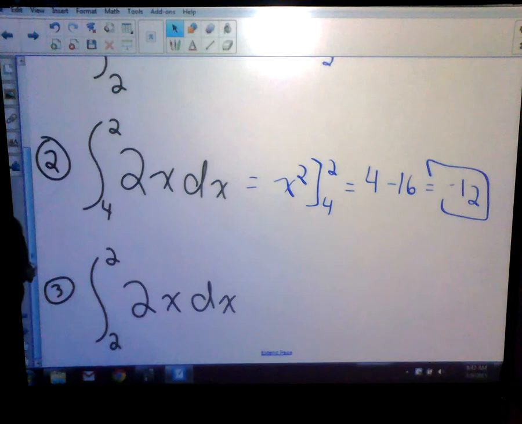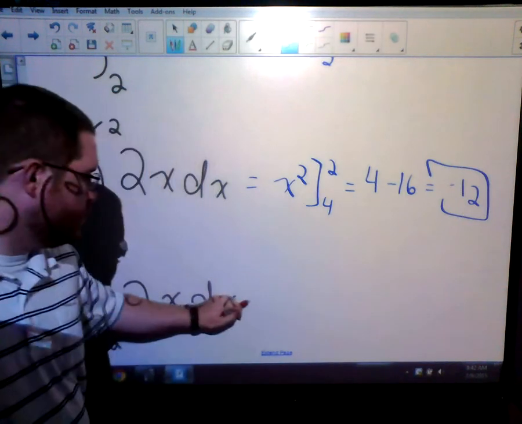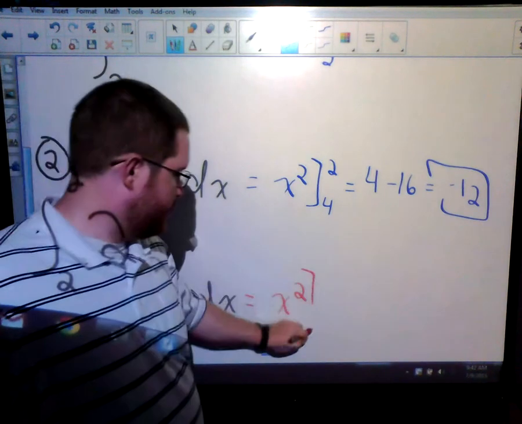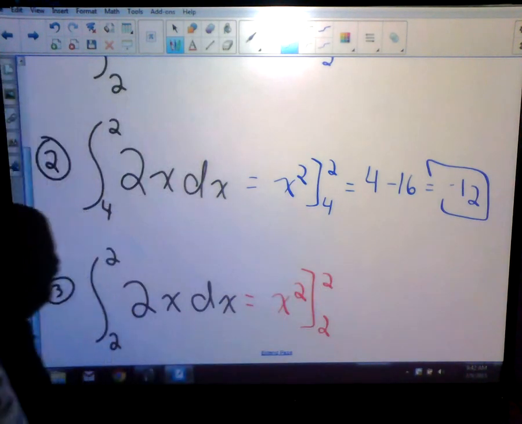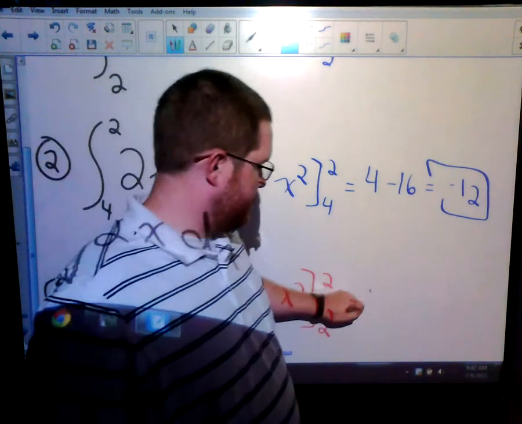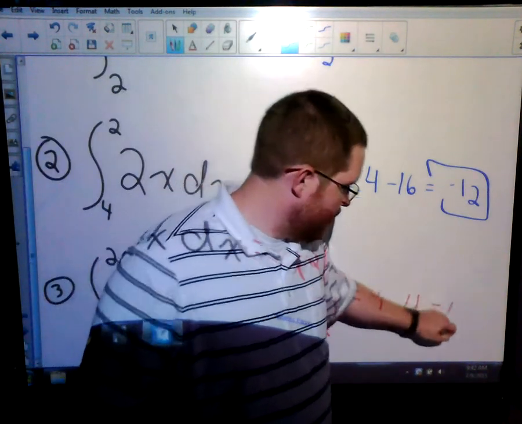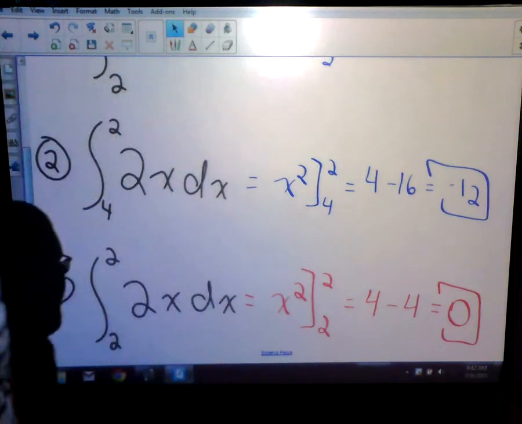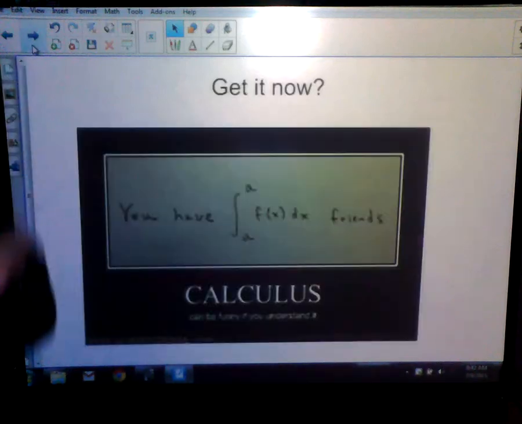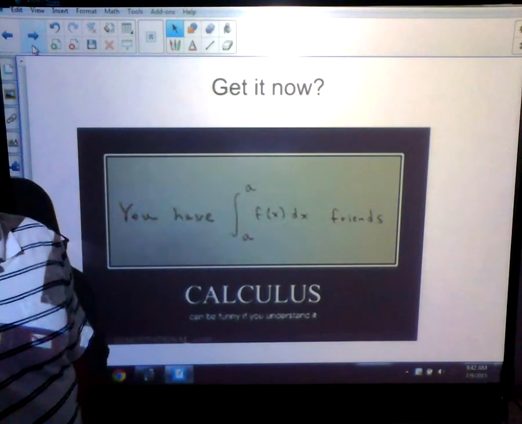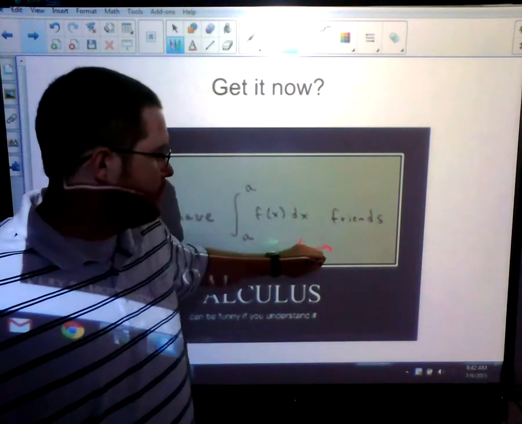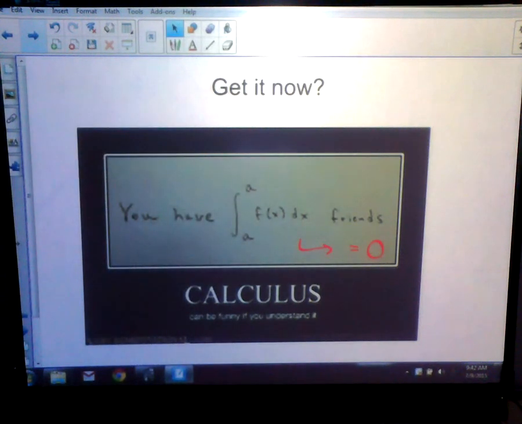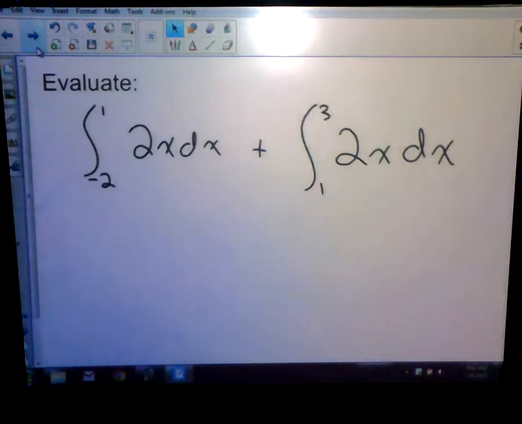How about this one? Well, follow your rules. The antiderivative is x squared, evaluated from 2 to 2. Plug in 2, you get 4. Minus plug in 2, you get 4. You get 0. So what's the general rule here? If the bounds are the same, the answer is always going to be 0. Okay? If the bounds are the same, it's going to be 0. So that's just two of the rules.